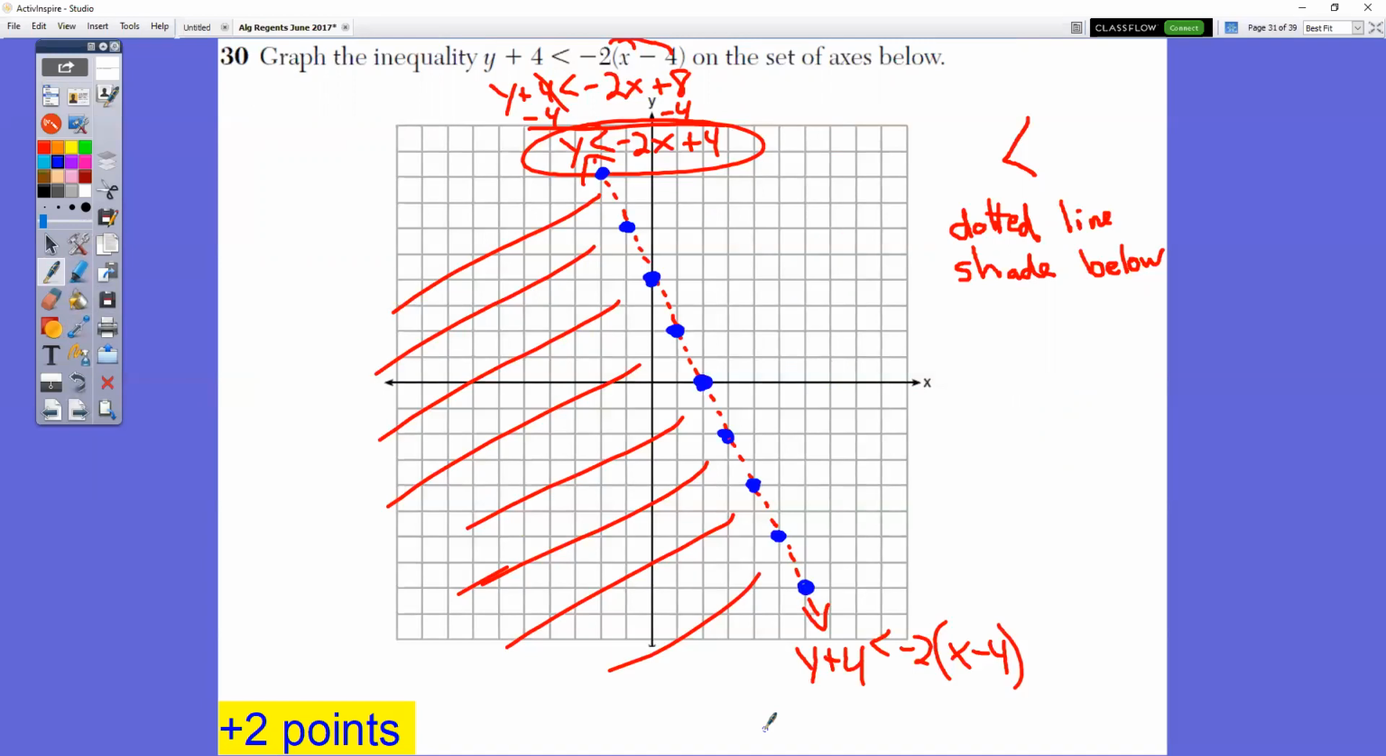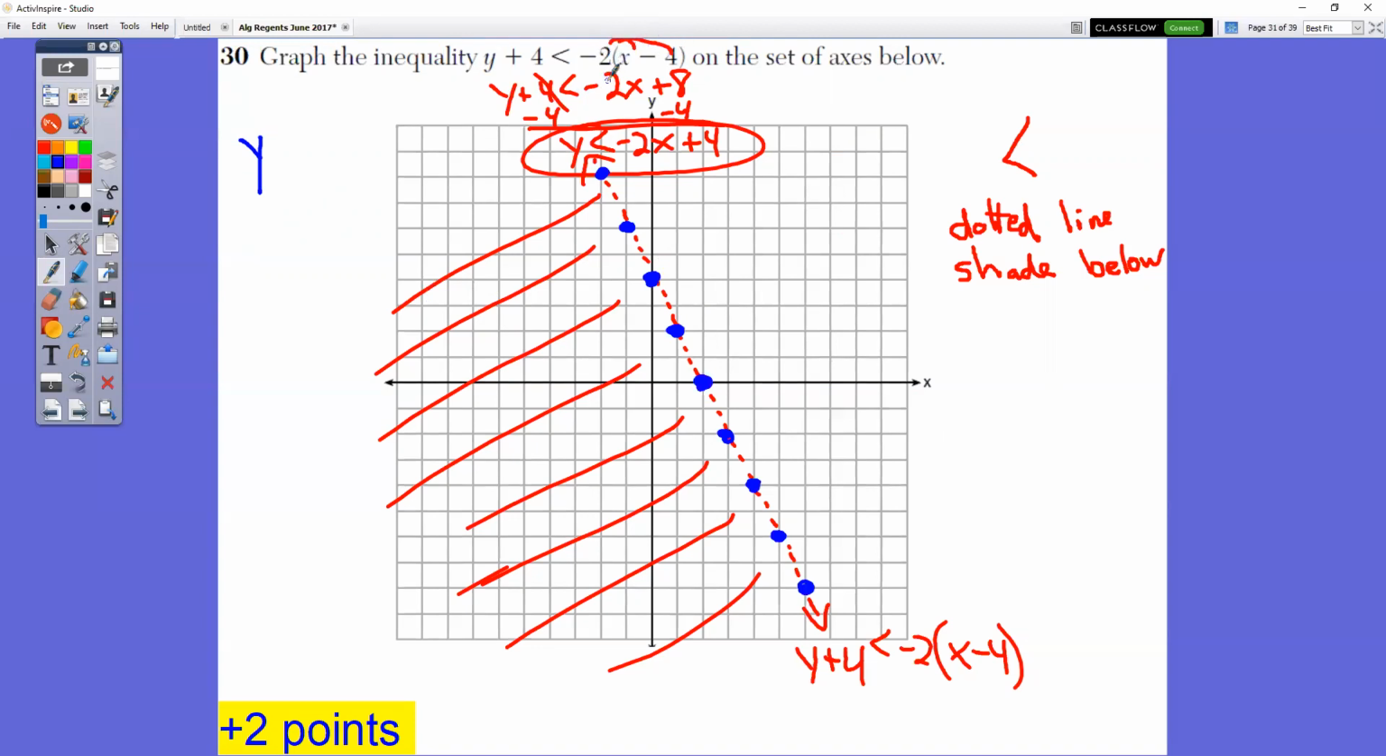Super important topic. They have one like this every single year on the Regents. Graph the inequality. So you have y plus 4 is less than -2 times x minus 4. So they want you to graph this. Well, in order to graph it, you need to get the y value all by itself. To get the y value all by itself, the first thing that we need to do is distribute.